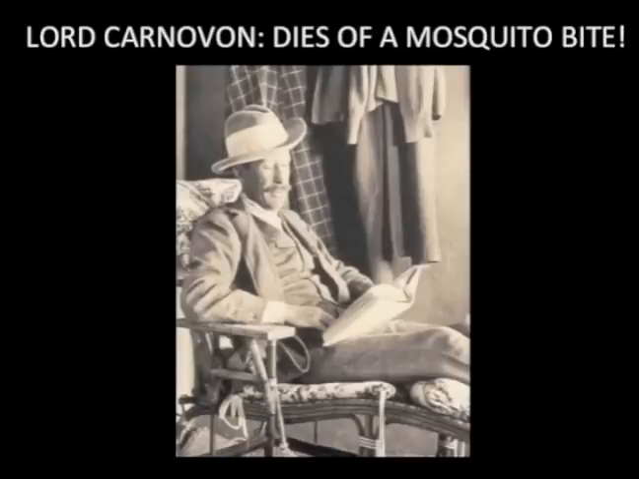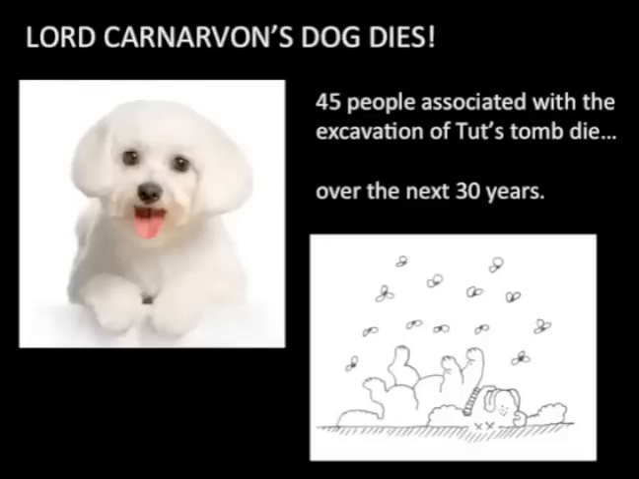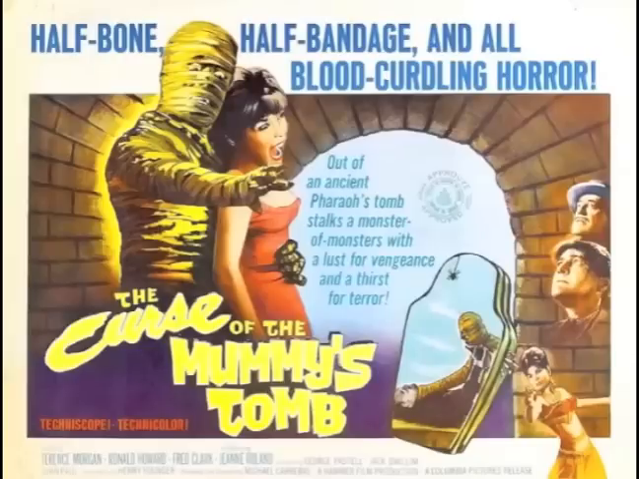Lord Carnarvon died of a mosquito bite. Nobody dies of a mosquito bite. They opened the tomb, and before they could get to the body of Tut, Lord Carnarvon was dead. And that's not all. Also, Lord Carnarvon's dog died, and 45 people associated with the excavation of King Tut's tomb died over the course of the next 30 years, and their average age was 72. So I think that there must be a curse to the mummy's tomb.